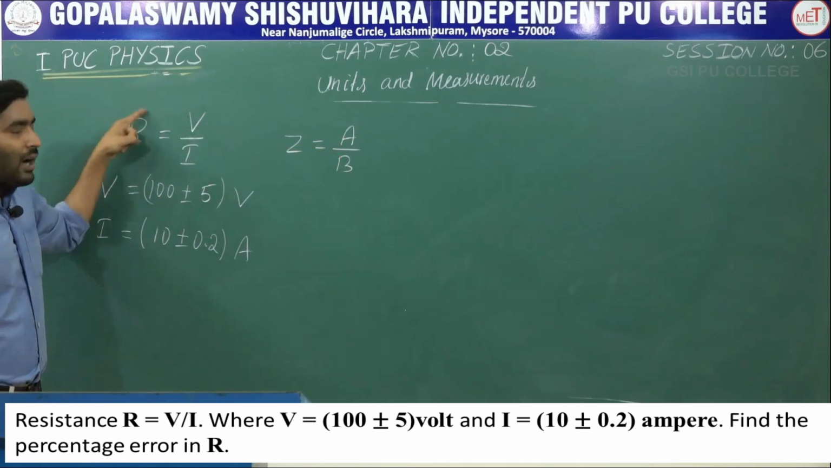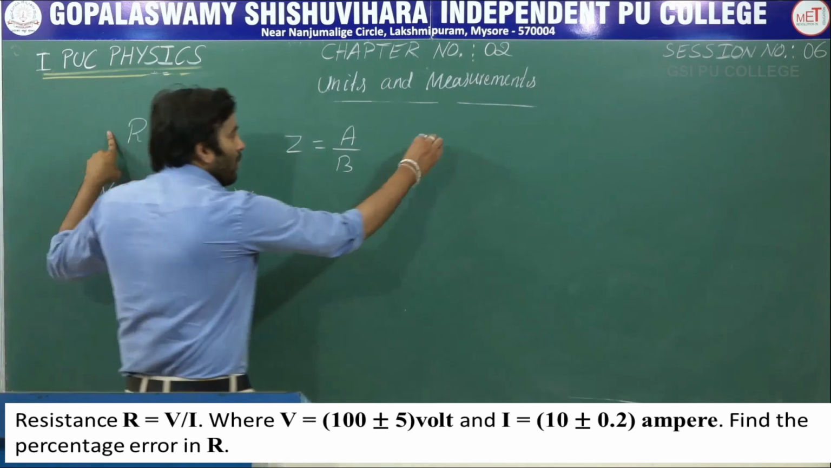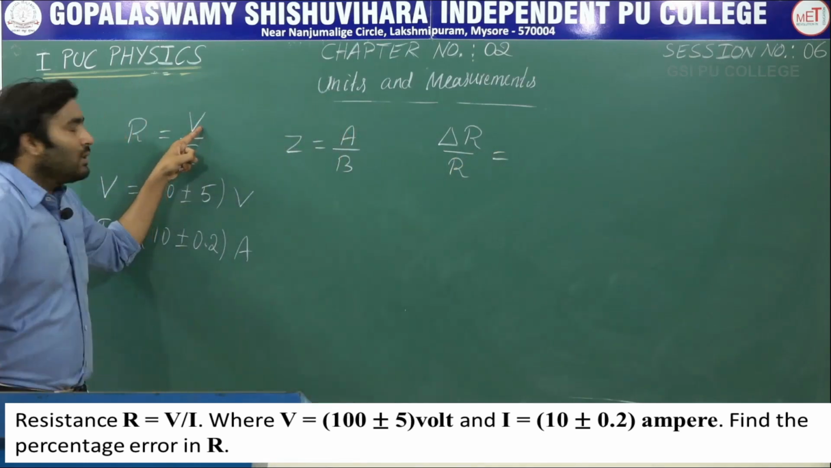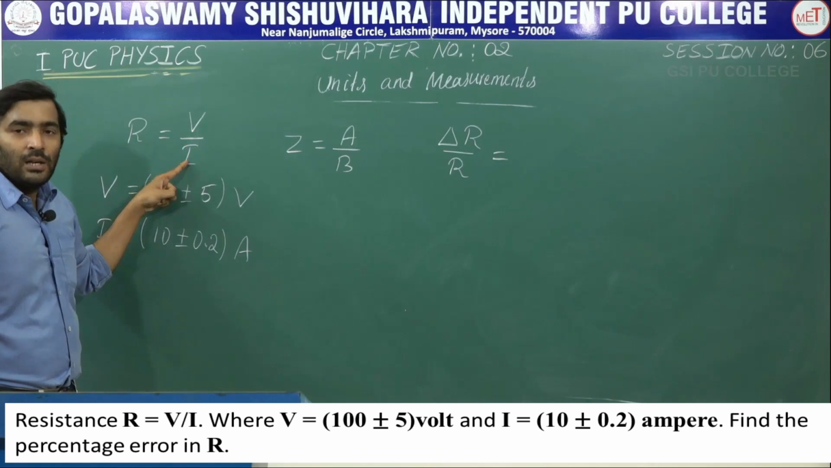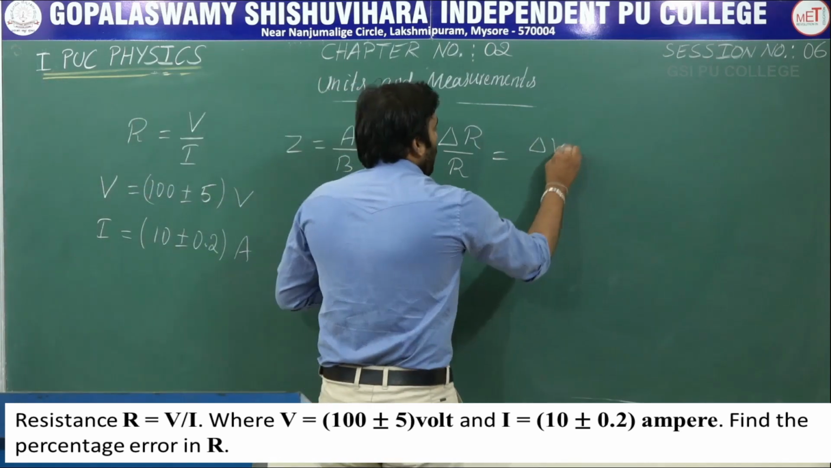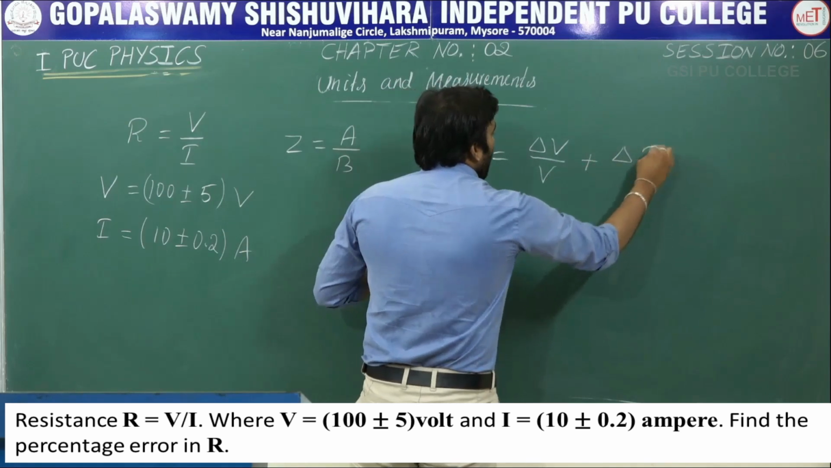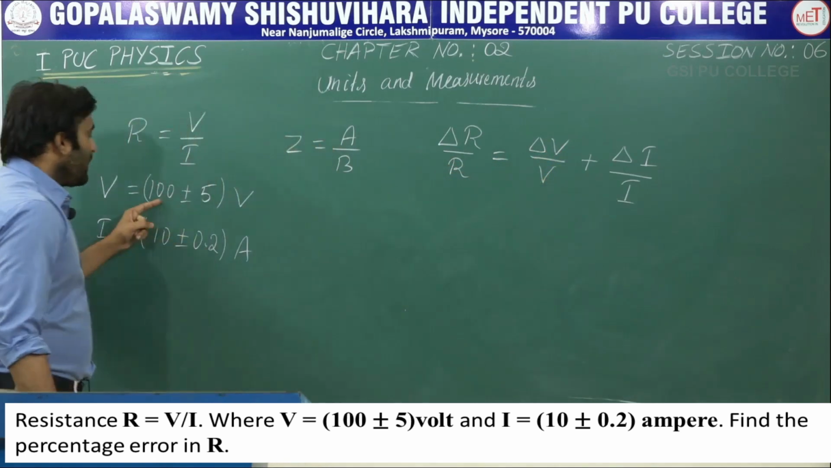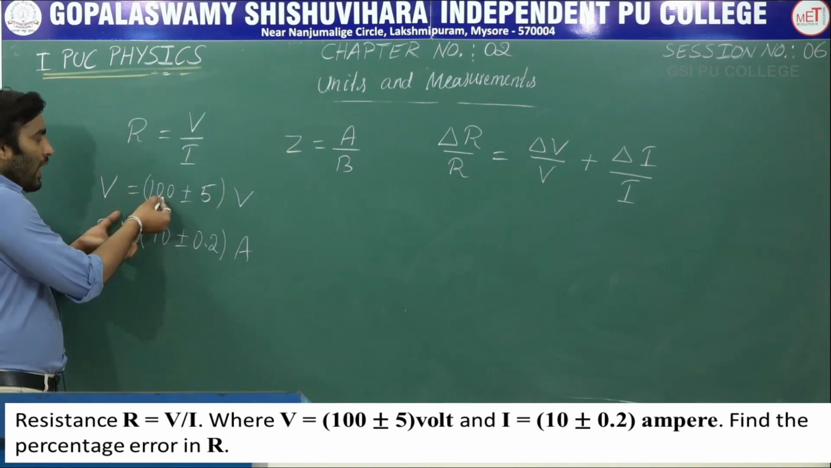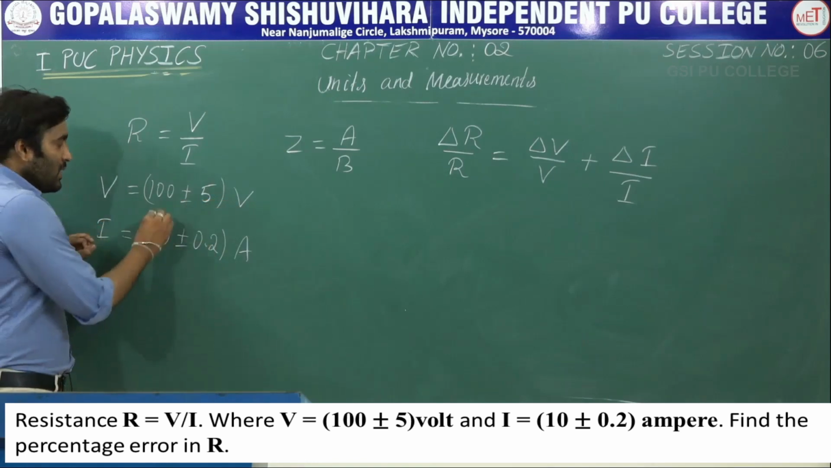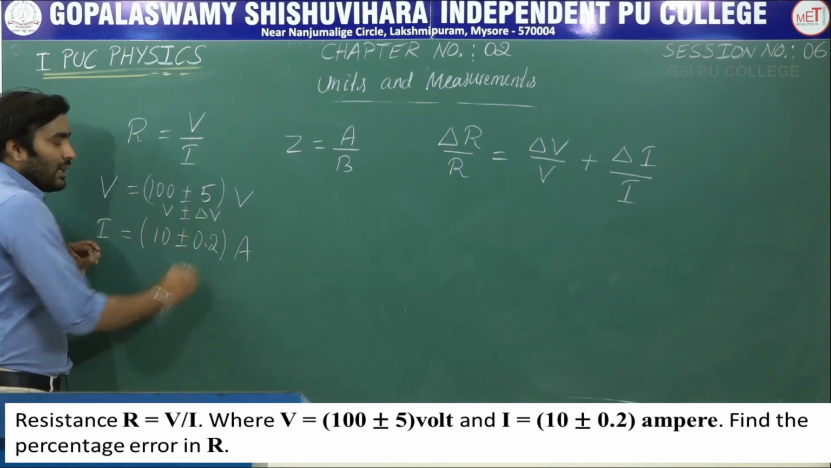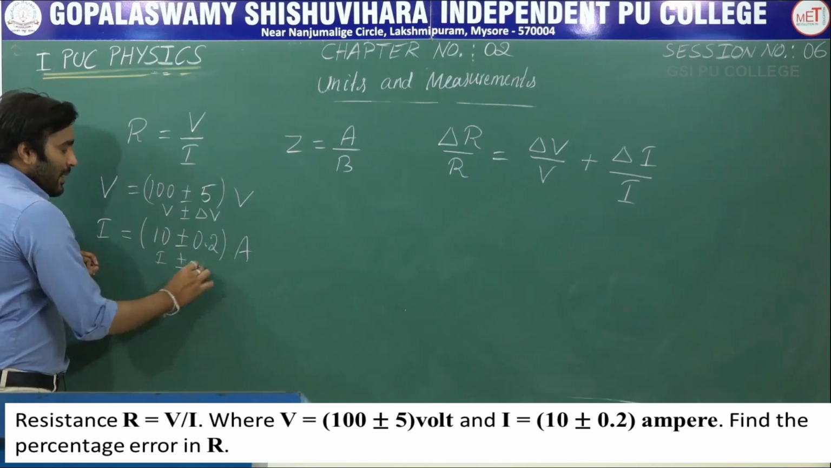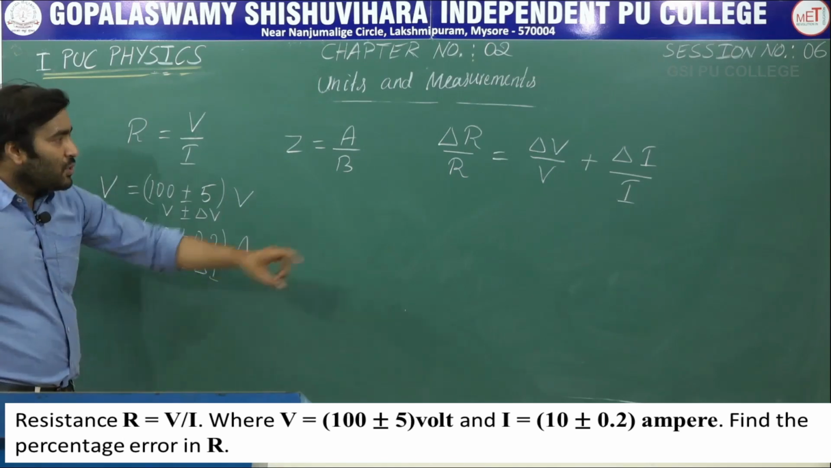So let us first find out the relative error in R. How? Delta R by R is equal to delta V by V plus delta I by I. So delta V by V plus delta I by I. So what are the values of delta V and V? Here are the values. Correct? V is equal to 100 plus or minus 5 volt. This is in the form of V plus or minus delta V. And this is in the form of I plus or minus delta I. Let us substitute the values there.